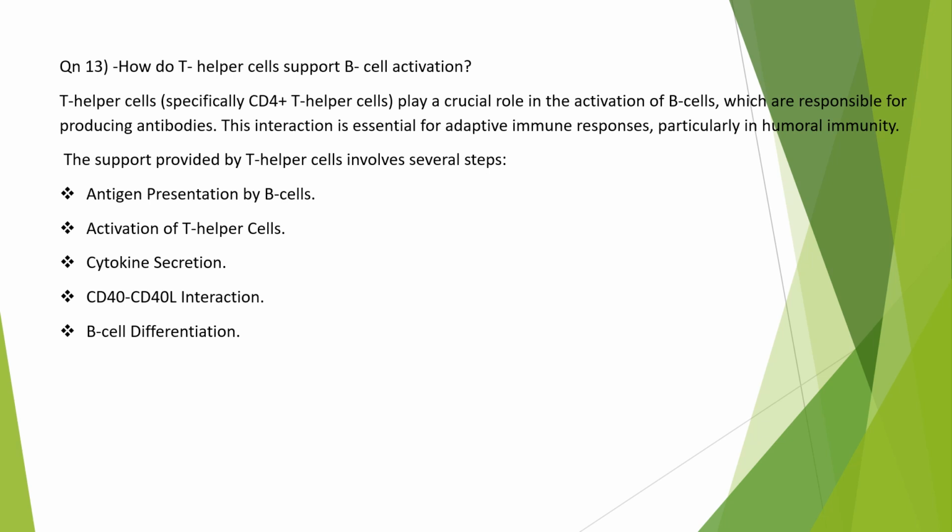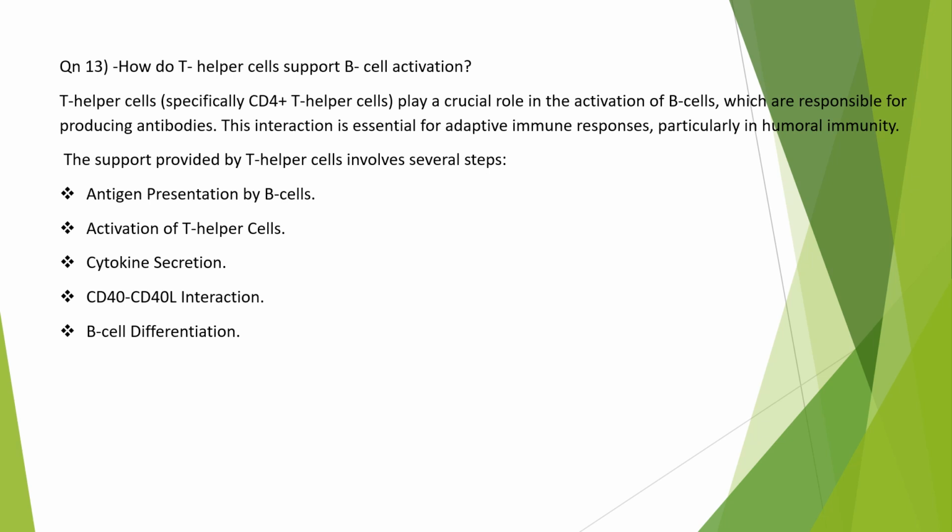T helper cells play a crucial role in the activation of B cells. And these B cells are responsible for producing the antibodies. So, this interaction is essential for adaptive immune responses, particularly in humoral immunity. The support provided by T helper cells involves several ways. These are the steps of how the T helper cell supports B cell activation.